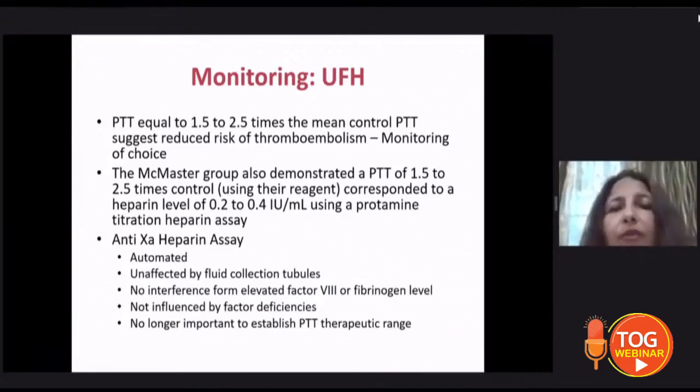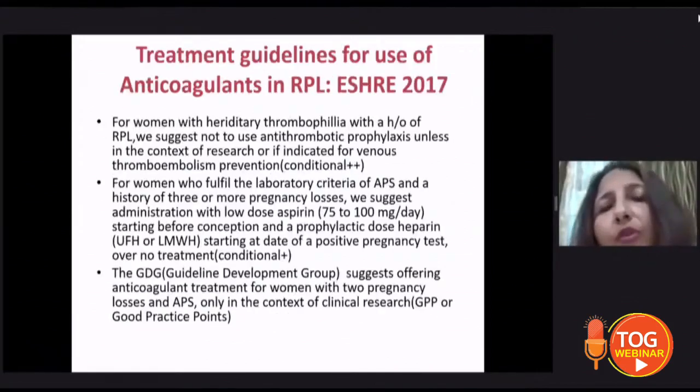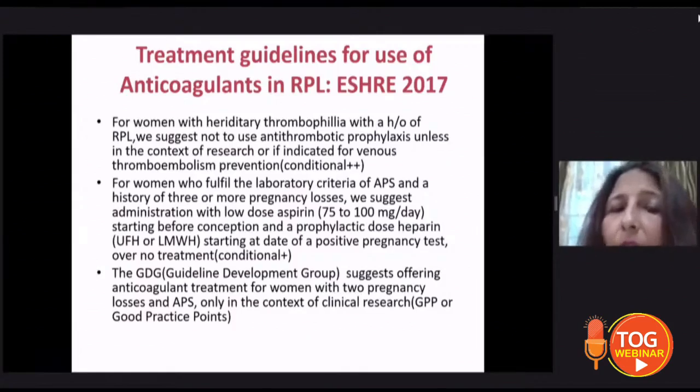So what are the treatment guidelines for use of anticoagulants in RPL? According to ESHRE, for women with hereditary thrombophilia with a history of RPL, we suggest not to use antithrombotic prophylaxis unless in the context of research or if indicated for venous thromboembolism prevention. So there are certain categories here. There are three categories basically. One is conditional, where there is a double plus, single plus.